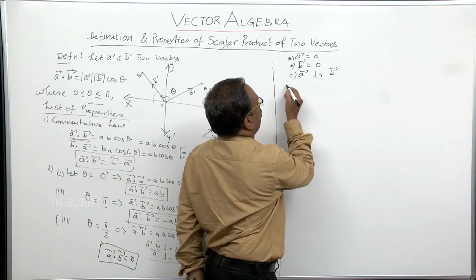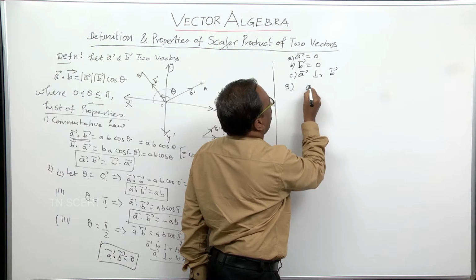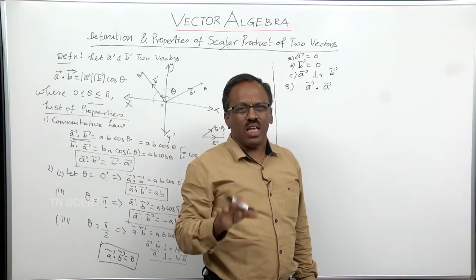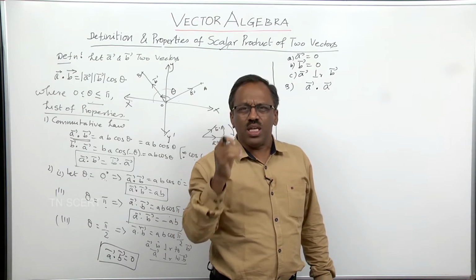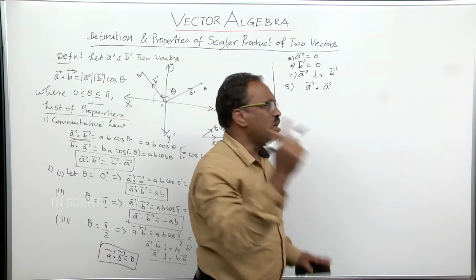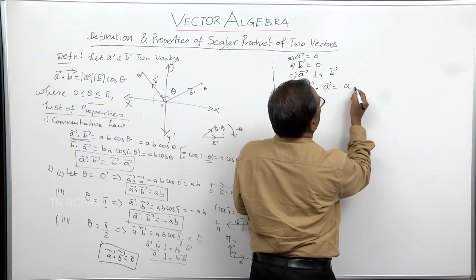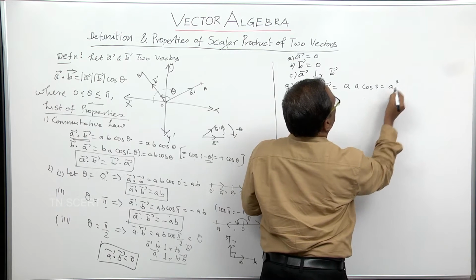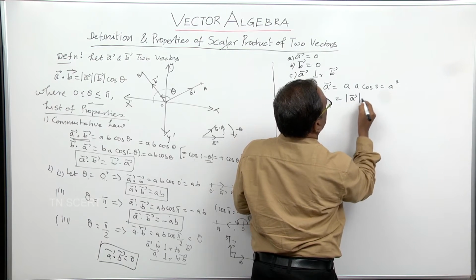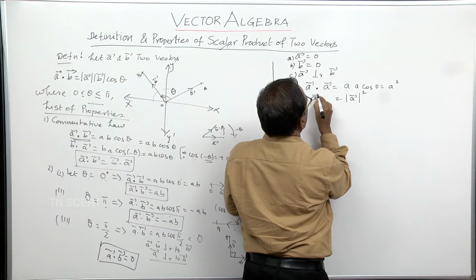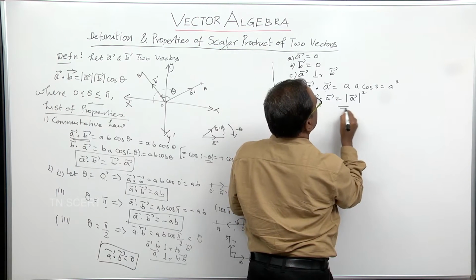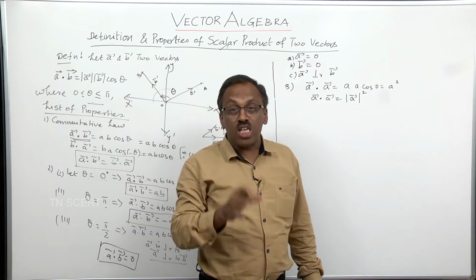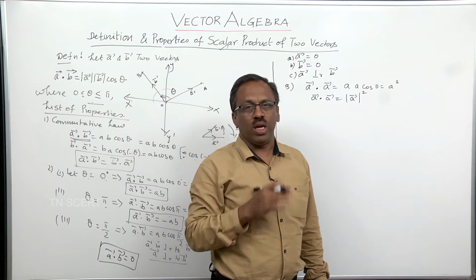So the third property is A vector dot A vector. In the place of B there is A, so theta is nothing but 0. Cos 0 is 1, so obviously the answer is A into A, that is A square. We can write this in vector form as the modulus. So A dot A is a very important result: A vector dot A vector is modulus of A vector squared. Based on that, we can have many properties.